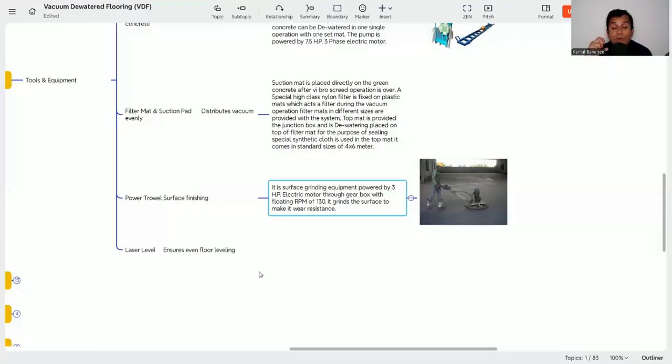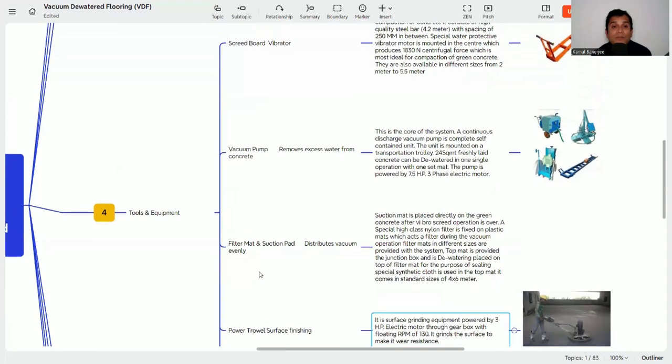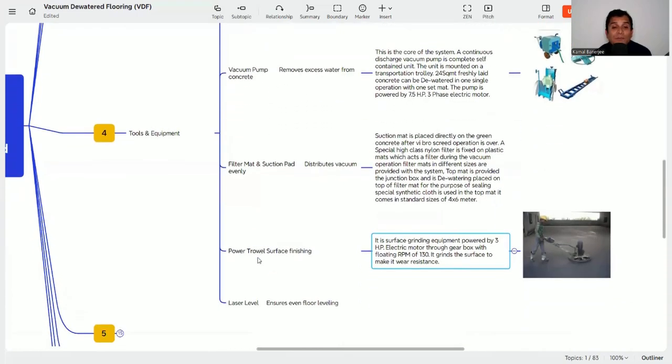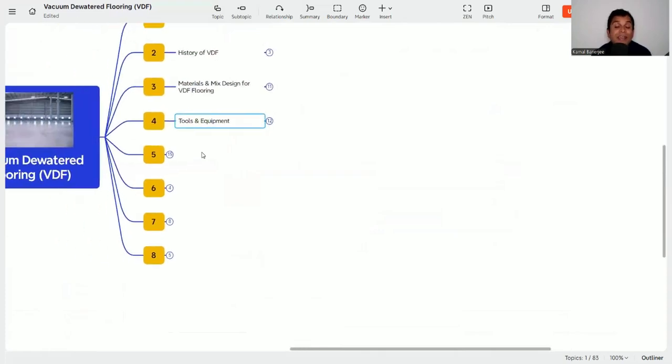It is very important to make the floor level. So that is why we always use the laser level. So what is the equipment for the flooring? Skid board vibrator, vacuum pump, filter mat and suction mat, power trowel and the laser level. Other equipment is also required, like the concrete pump and concrete vibrator, which I am not discussing here. But for the vacuum dewatered system, these are the key equipment you need.